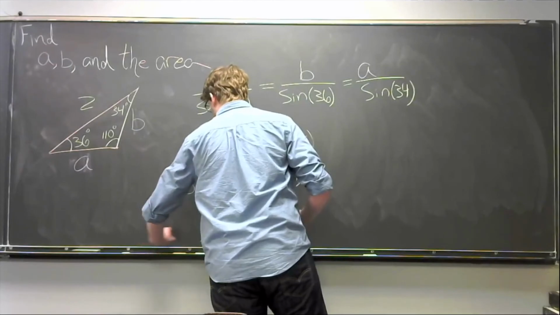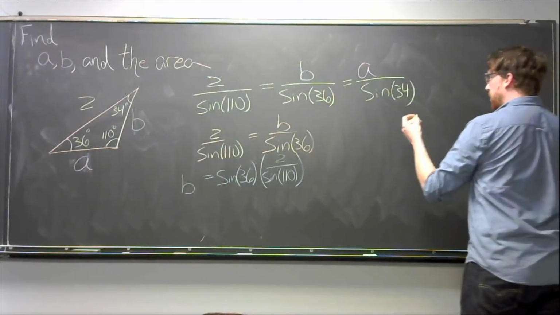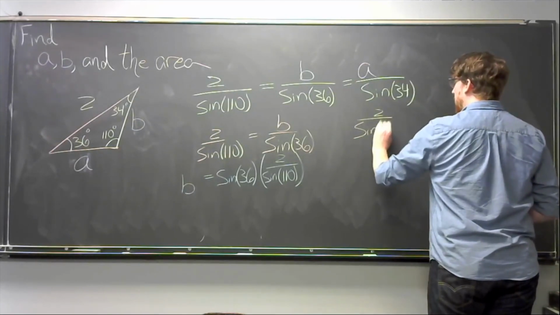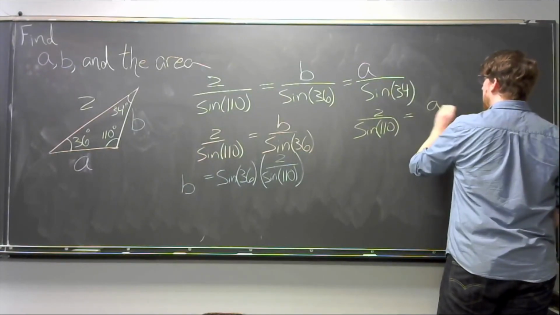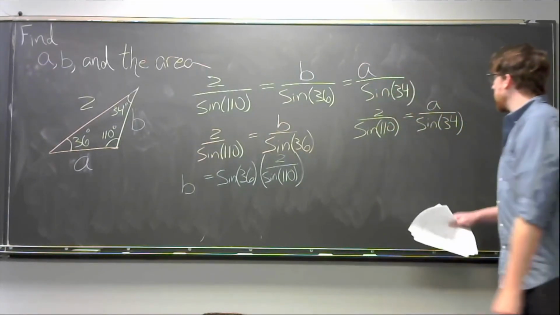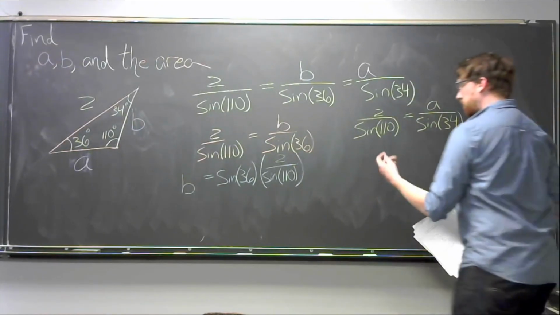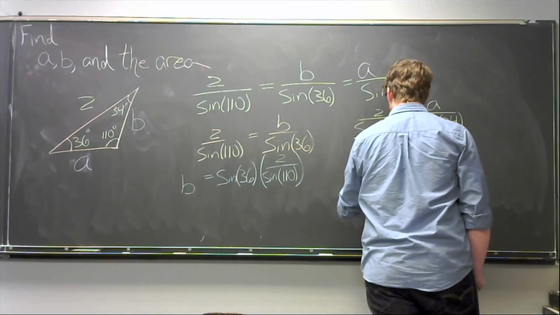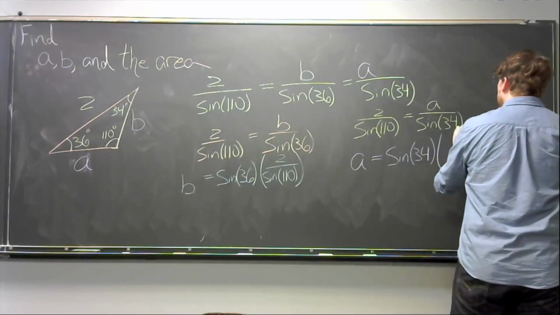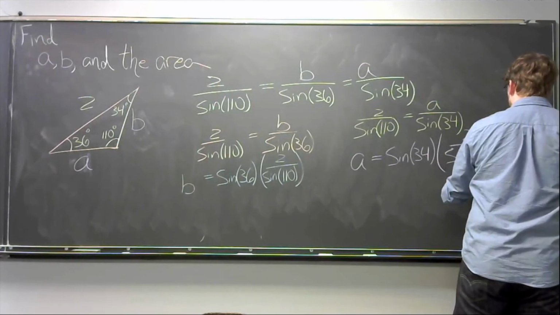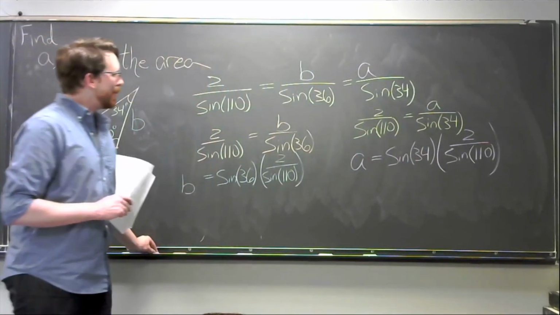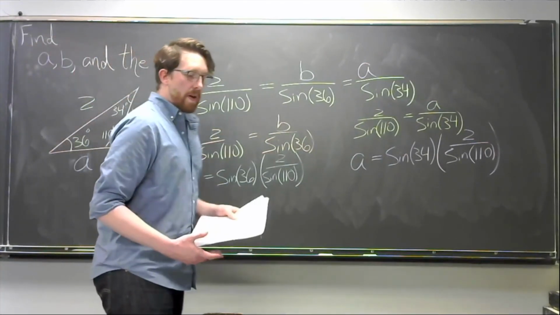Having said that, we're going to use the same process to solve for A. Solving for A, we've got 2 divided by the sine of 110 is equal to A divided by the sine of 34. Multiplying both sides by the sine of 34, we get A is equal to the sine of 34 times the fraction 2 divided by the sine of 110. Again, I don't have the numbers written down. But yeah, so we found A and B.